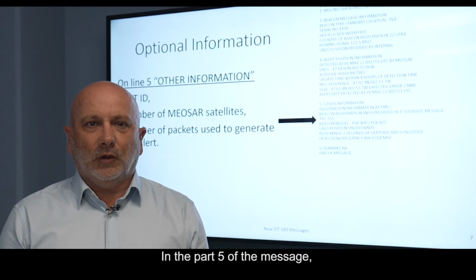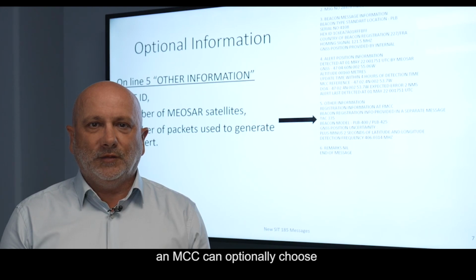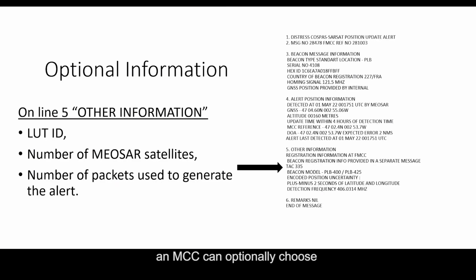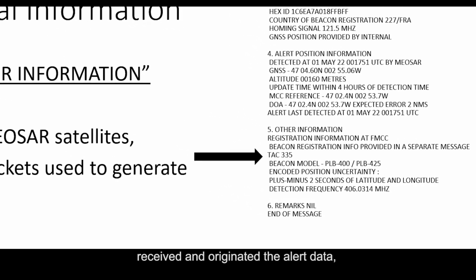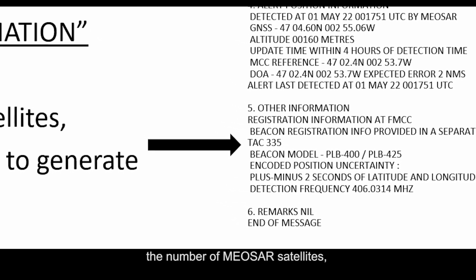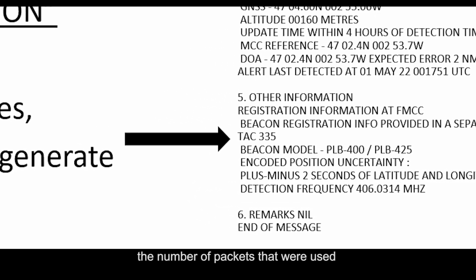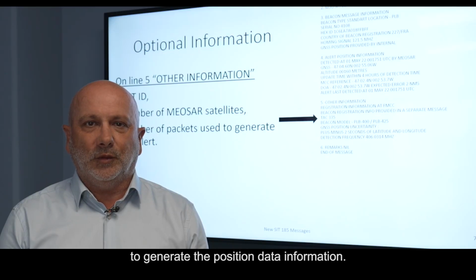In part 5 of the message, system or other information, an MCC can optionally choose to add additional information, such as the LUT which has received and originated the alert data, the number of MEOSAR satellites, and the number of packets that were used to generate the position data information.